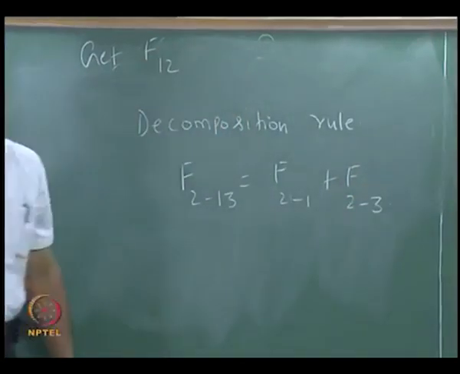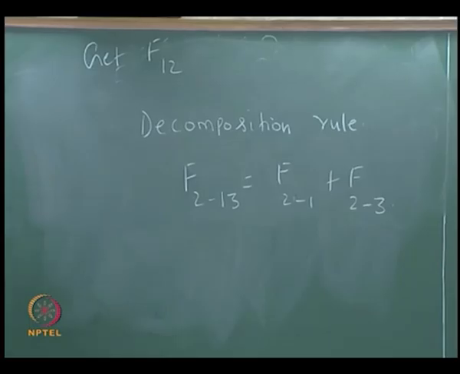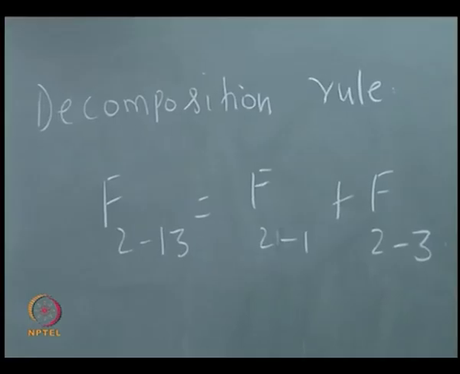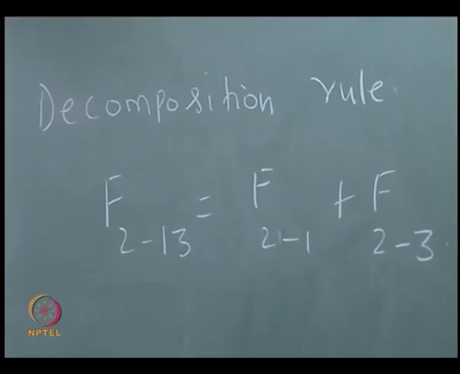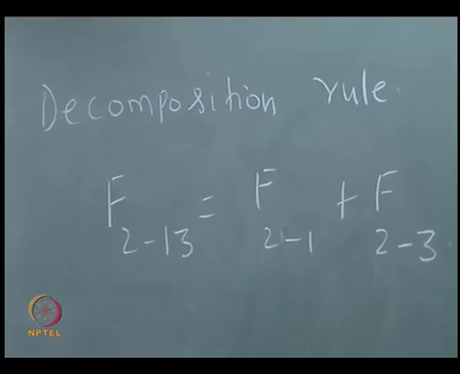This is the decomposition rule. F2 to 13, 13 is a composite which consists of 1 plus 3 together. F of 2 to 13 equals F of 2 to 1 plus F of 2 to 3. Okay. Now let us work on this.